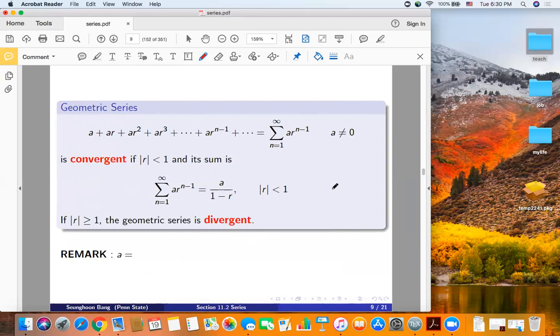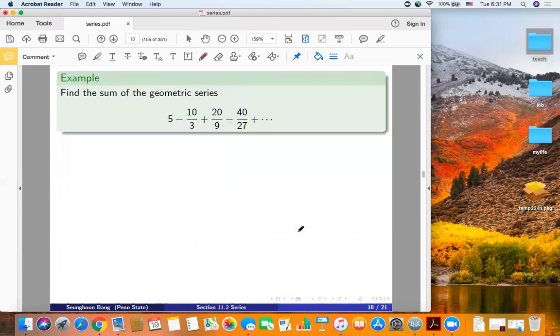So we have A, the first term, and R, the common ratio. This is the idea. How can you know convergent or divergent? If the absolute value of the common ratio is less than 1, it is convergent. If the absolute value of the common ratio is greater than or equal to 1, it is always divergent. This is the idea of checking if the geometric series is convergent or divergent.